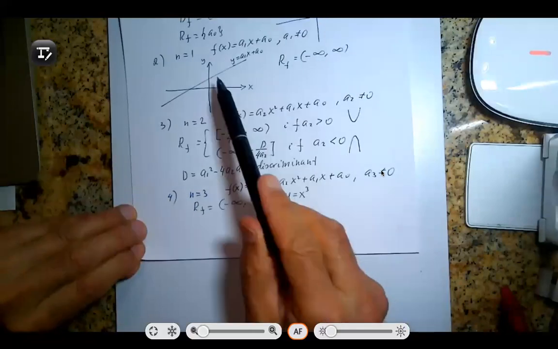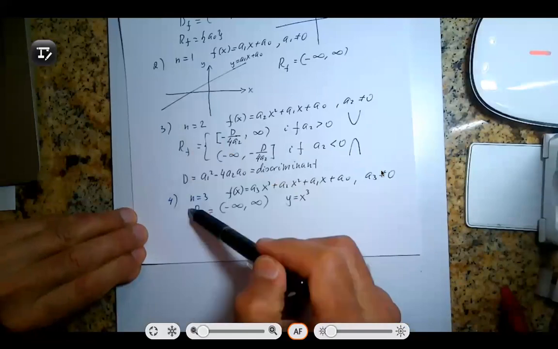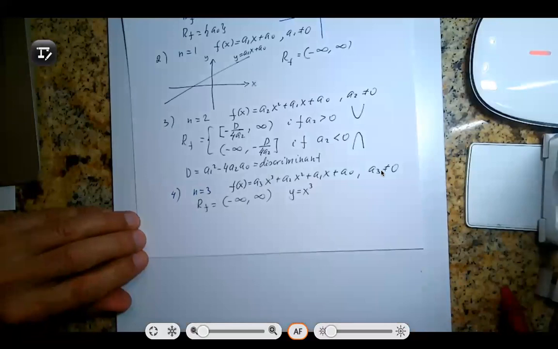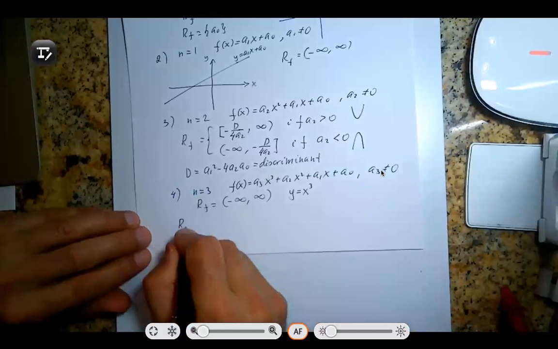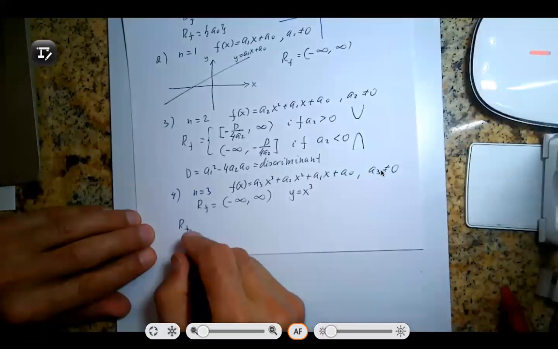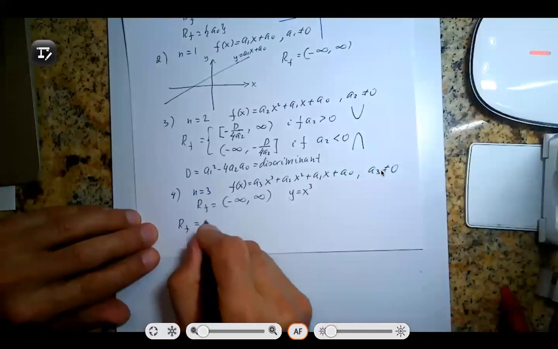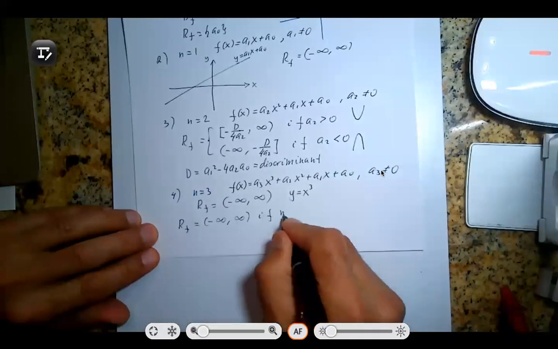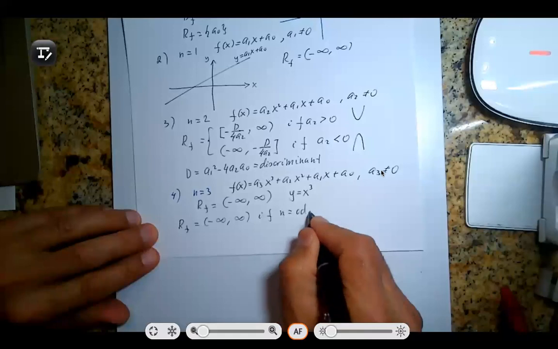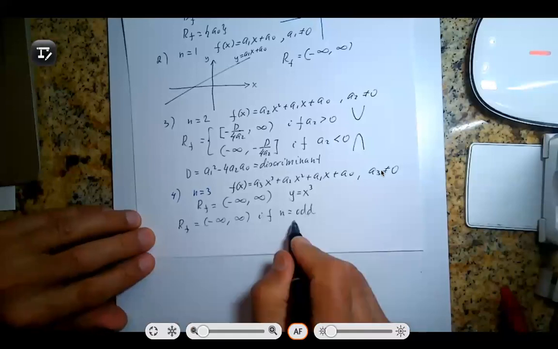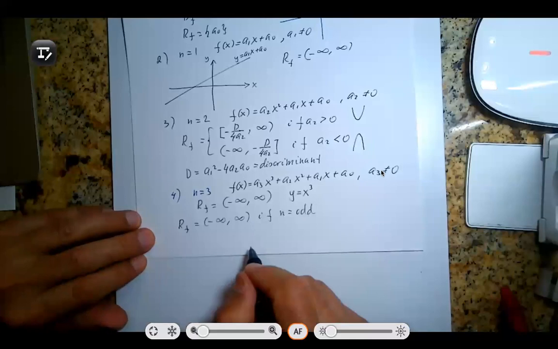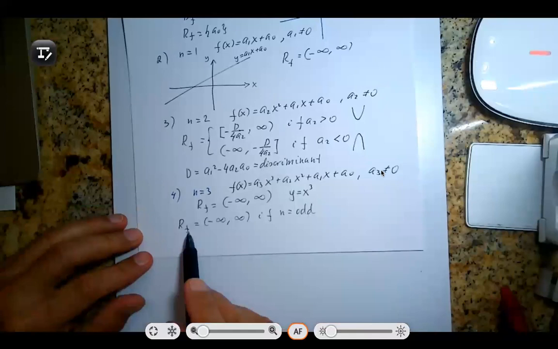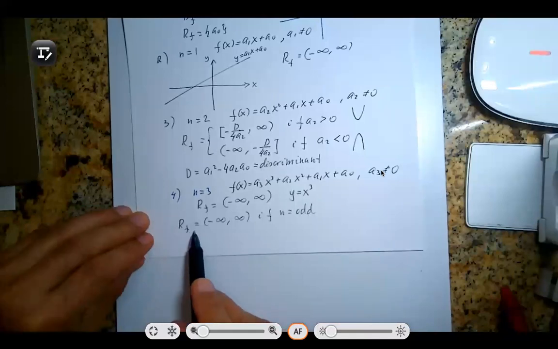So what's the conclusion? If you pay attention to examples number 2 and 4, I can answer the question. The range of a polynomial function is the entire number line if n is odd. When n is even, it's hard to tell, like quadratic. But if n is odd, the range of a polynomial function is all real numbers.